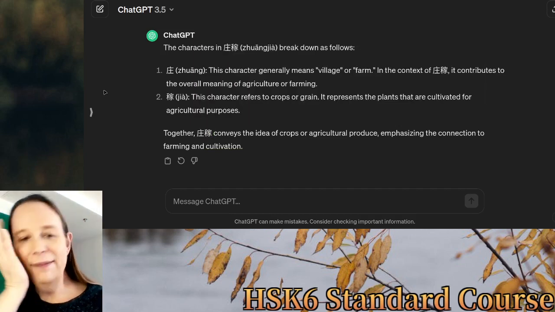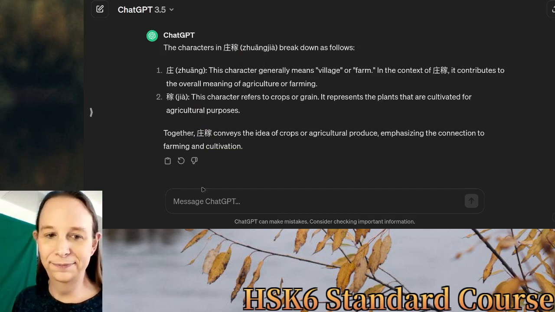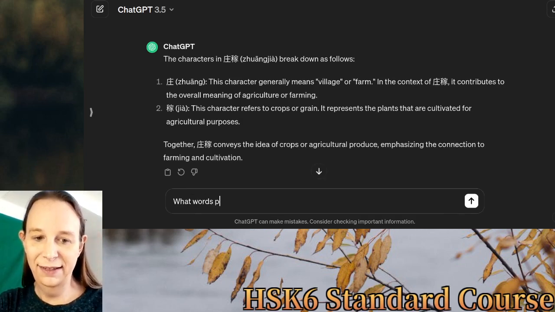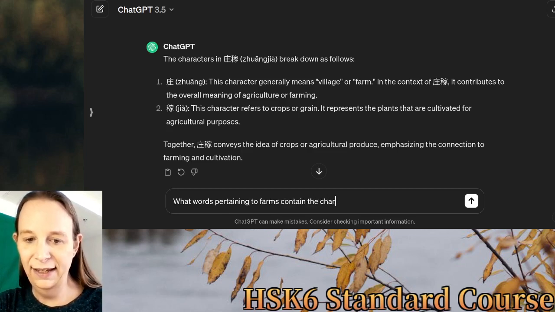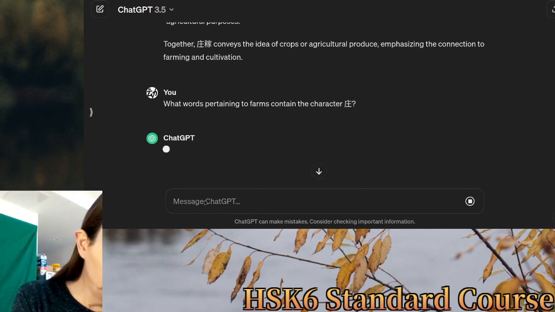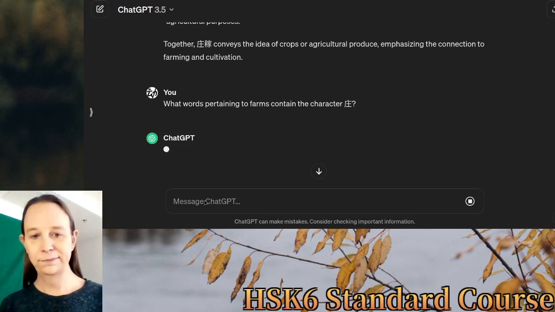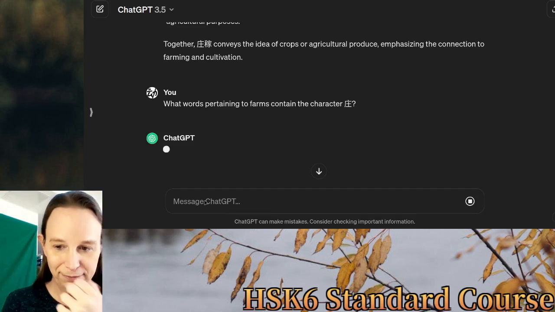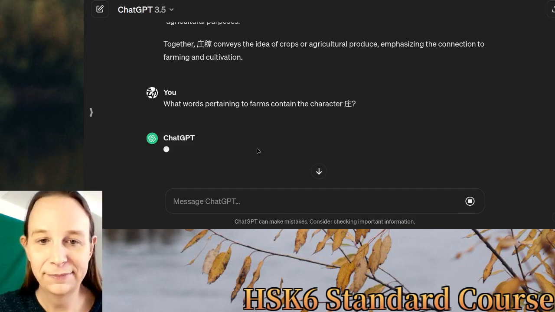Yeah, how am I supposed to remember this? I always forget it. 庄稼. What words pertaining to farms contain the character 庄? I always forget this. 庄稼. I don't know. 庄稼，庄稼，我不是庄稼的专家。Come on.